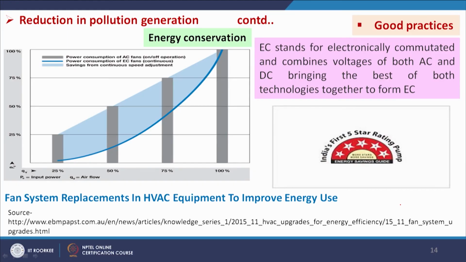Similarly, for fans, there may be on-off operation or continuous operation. If we go for continuous operation, then we will see that we can save this amount of energy. This is for continuous operation, this is for on-off operation. So, that is also a practice. We can purchase only 5-star rated electrical appliances, so the energy consumption will be less than the other ones. So, these practices will help us to get better environmental quality.